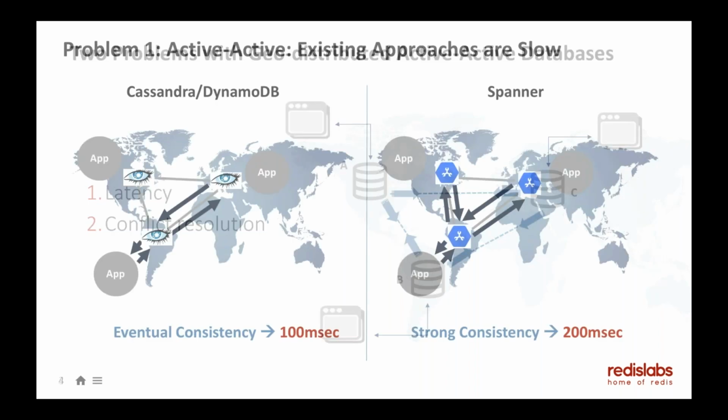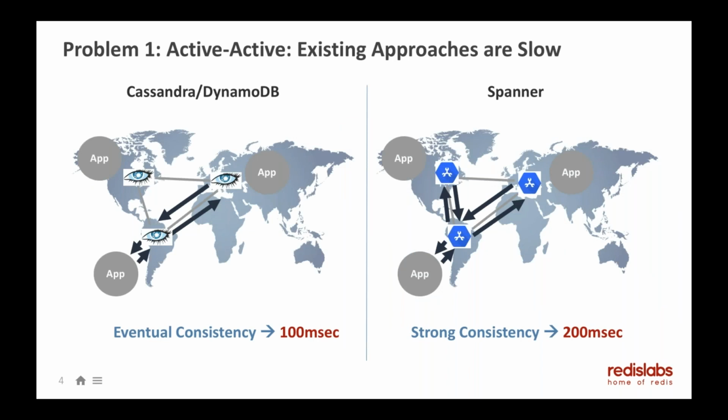Okay, so the first problem, as I said, is latency. Again, to repeat, the very purpose of a geo-distributed database is to avoid the network latency. You want to deploy your app as close to the database as possible. However, there are two types of consistency models in active-active. This is the traditional approach. One is eventual consistency, where you write to the local replica, and all the replicas somehow ensure that the data is consistent eventually.